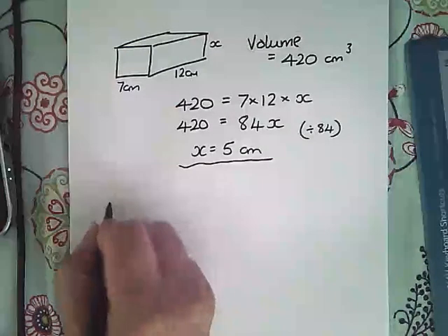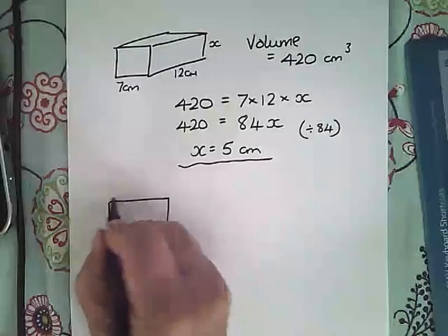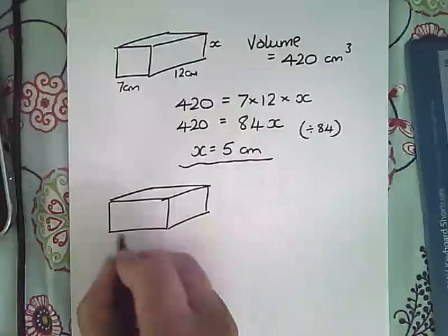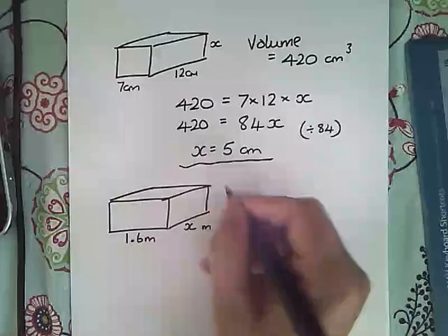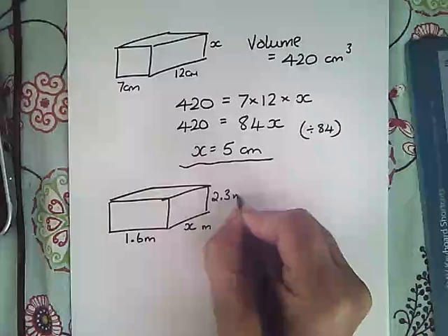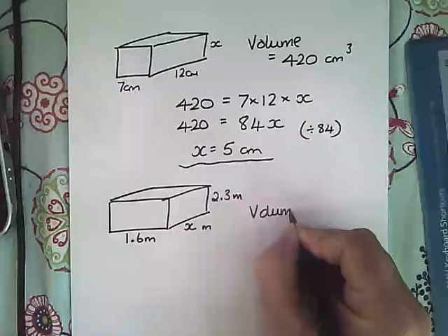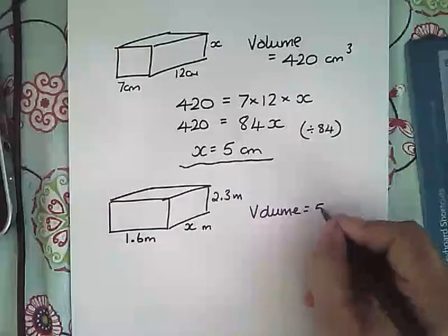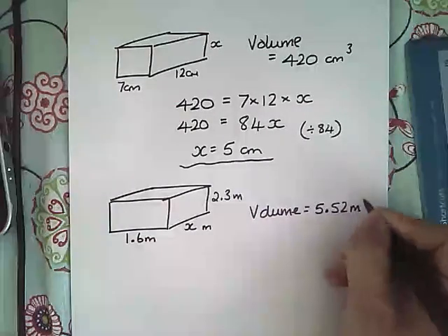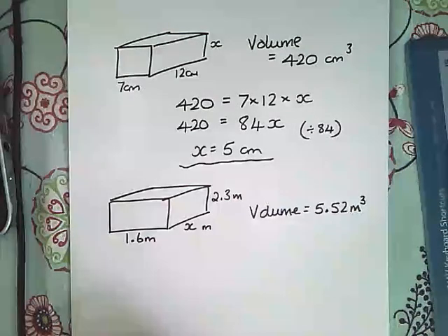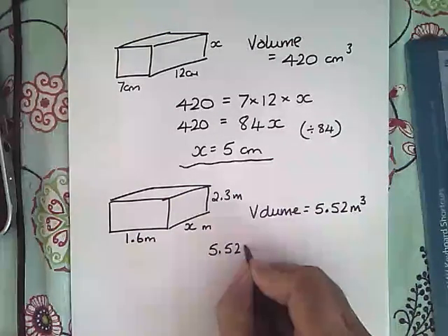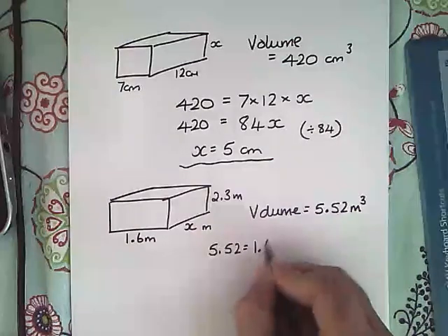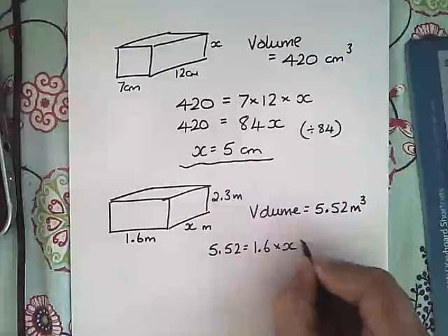Same thing goes if we have the dimensions of the cuboid in decimal points. So if I did this one as an example, 1.6 metres, x metres, and 2.3 metres, and this time we are told that the volume is equal to 5.52 metres cubed. So exactly the same as the one above it. Volume is length times width times height. 5.52 is equal to 1.6 times x times 2.3.